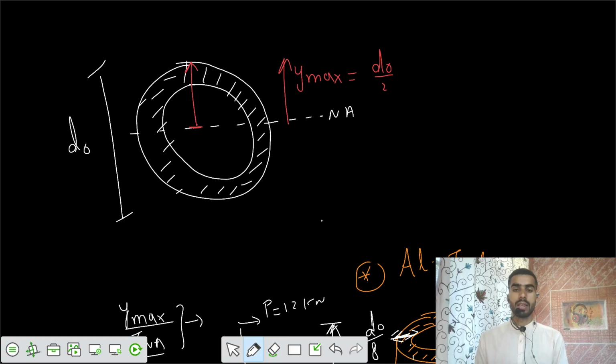And similarly, what's the moment of inertia, the second moment of area about the neutral axis? Let's assume that it is a total solid circular section, then we can say total moment of inertia would be equal to pi d outer power 4 by 64.